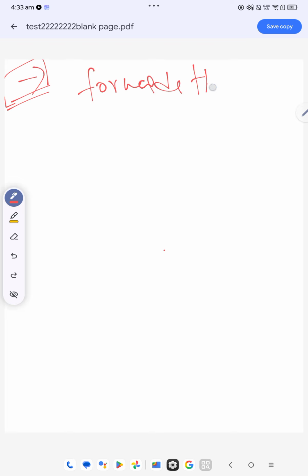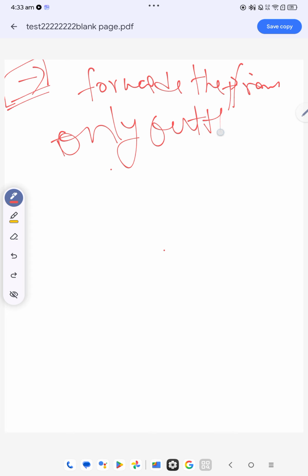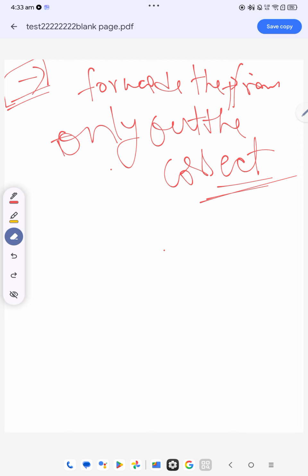If it is a known MAC address in the table, it will forward the frame out the correct port only. If it is unknown, it floods the frame out. It is like it is flooding the frame out.